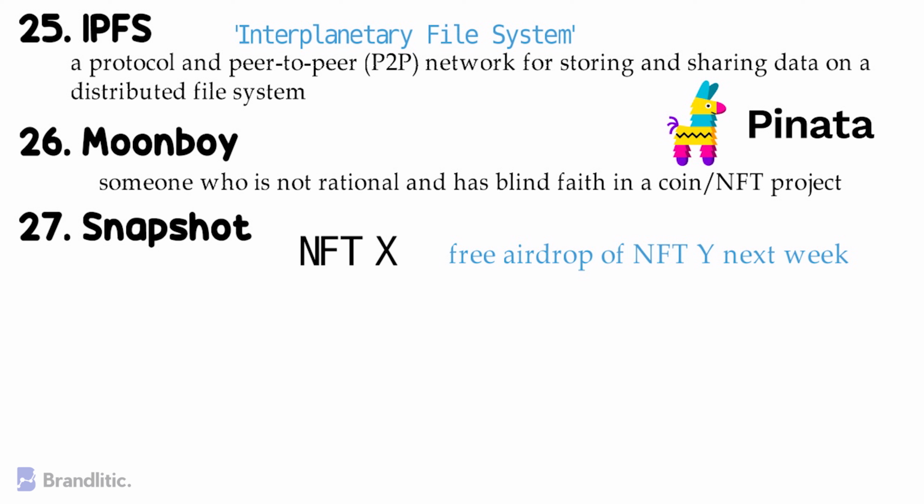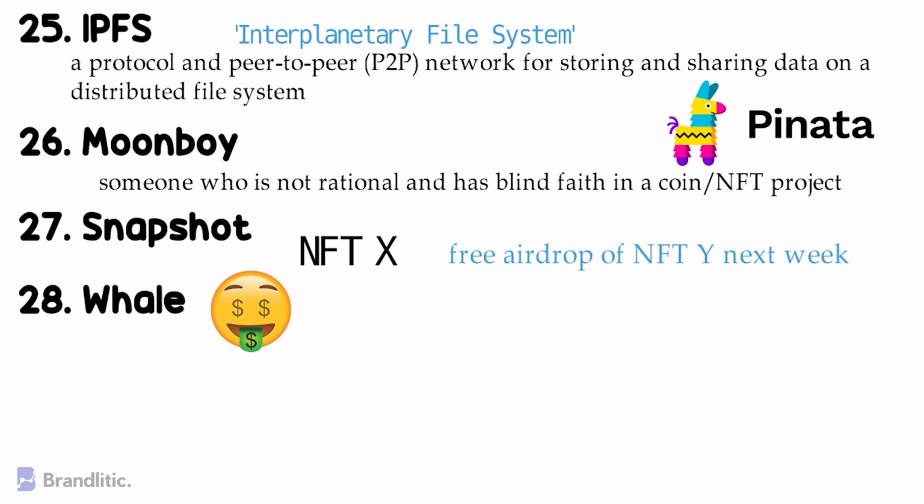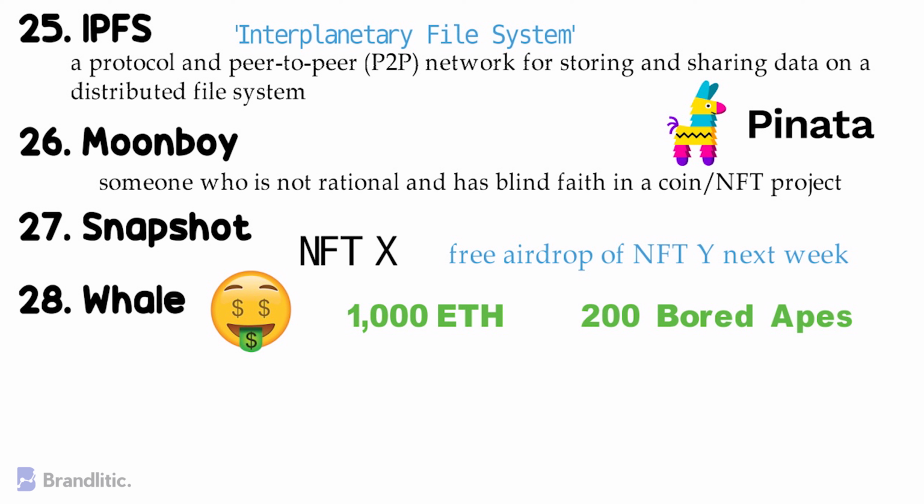Next, number 28, Whale. A whale is basically someone with a lot of money, either available to invest or already invested in a high value NFT project. Thus, someone with 1000 Ethereum in their account would be considered a whale, just like someone with 200 Bored Apes would be. Now, whales are important because of their power to move markets either upward by buying a lot from a given collection or downward by selling them rapidly.